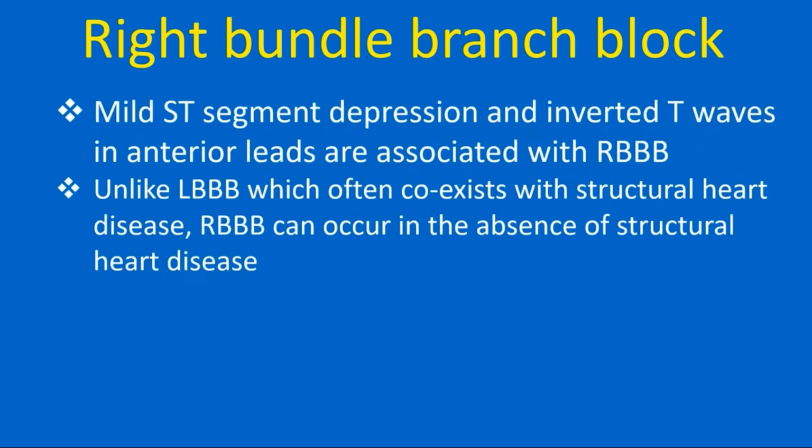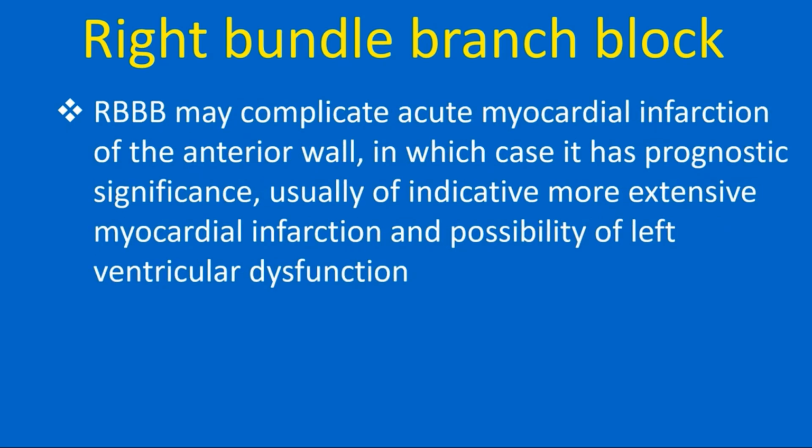Mild ST segment depression and inverted T waves in anterior leads are associated with RBBB. Unlike left bundle branch block, which often coexists with structural heart disease, RBBB can occur in the absence of structural heart disease. RBBB may complicate acute myocardial infarction of the anterior wall, in which case it has prognostic significance, usually indicative of more extensive myocardial infarction and possibility of left ventricular dysfunction.